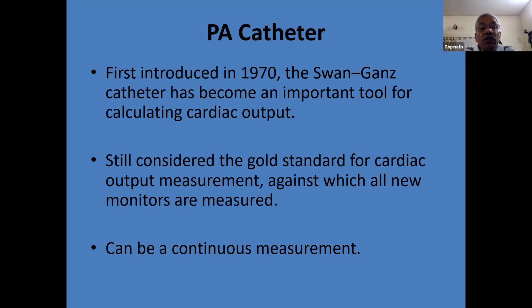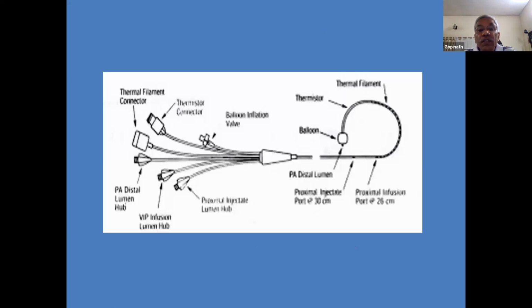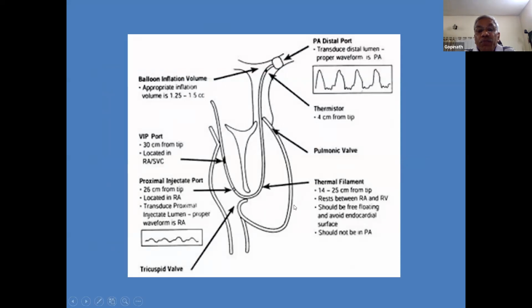The pulmonary artery catheter obviously was again a very important tool that was available to us, introduced in 1970 by Swan-Ganz. And it is, of course, still considered the gold standard against which all new monitors are measured. With new modifications, it can be a device which gives you continuous measurement, especially the thermodilution catheter, the continuous cardiac output catheters. Most of you are familiar with the PA catheter and how it is placed.